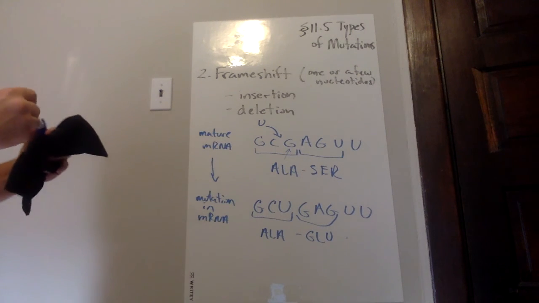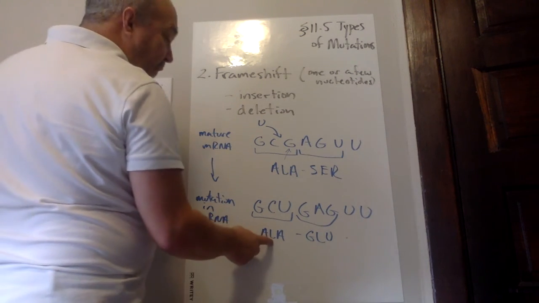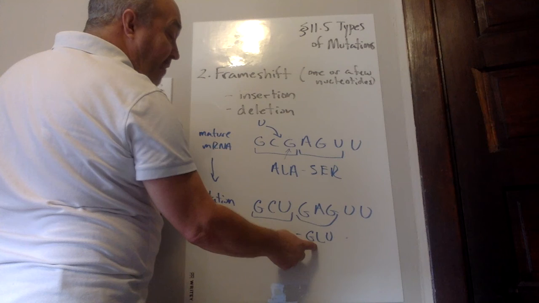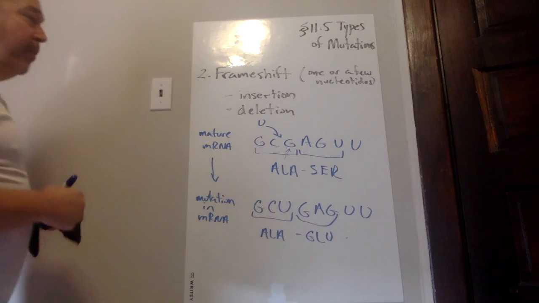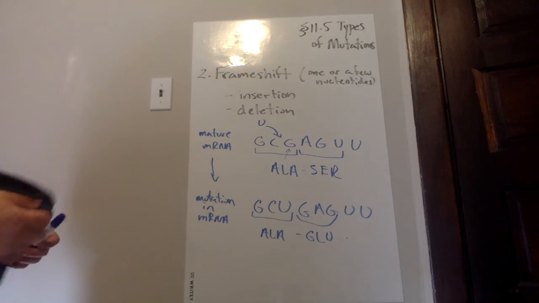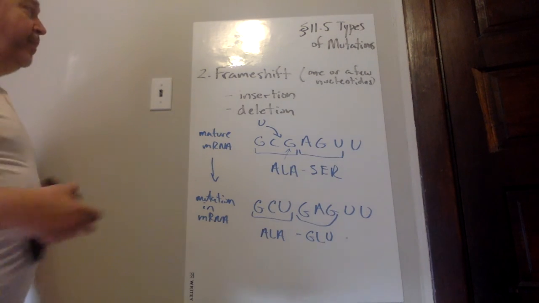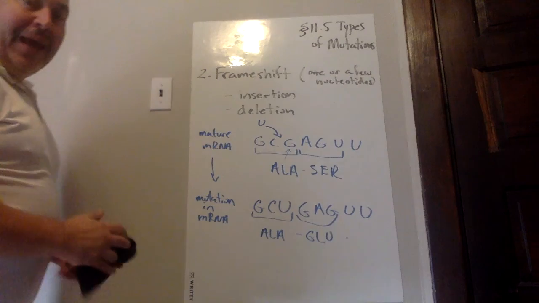So you can see with a frame shift, while the first one may stay the same, everything from there on out is probably going to change because everybody got bumped 1 point. These are your two major types of mutations: substitution and frame shift.